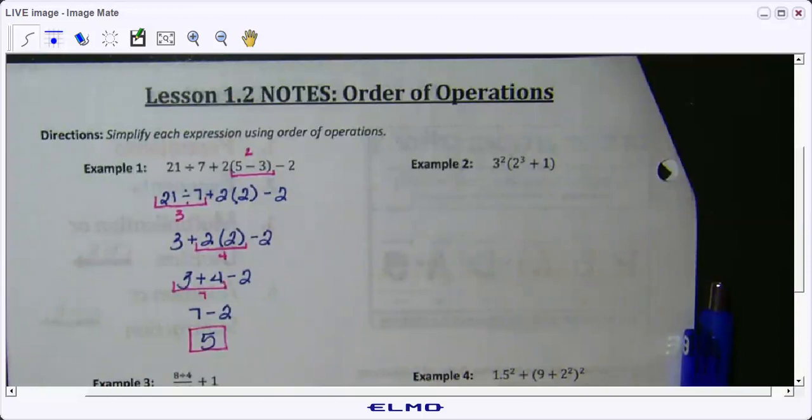Now, remember, following the order of operations is important, so we have to do parentheses first. Once you get in parentheses, it's like starting over with the order of operations. So I'm in my parentheses. Within my parentheses, do I have another parenthesis? No, but look down here.